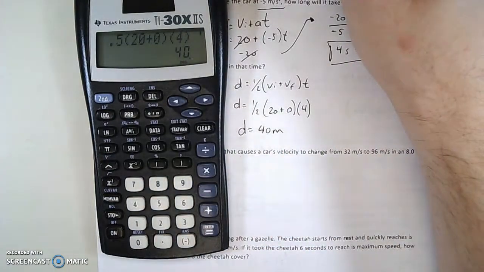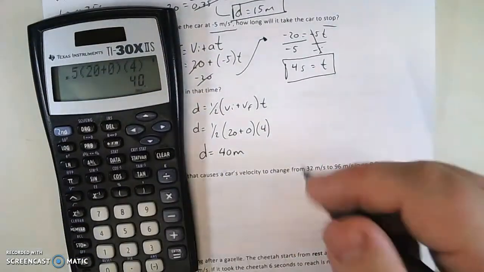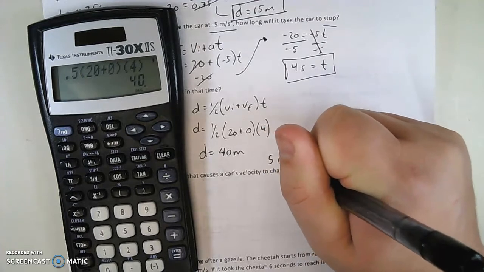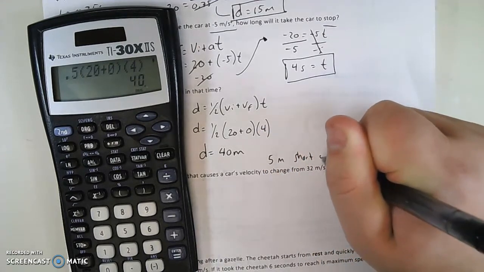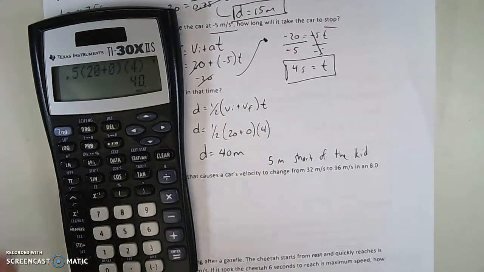So comparing it back up there to our distance here, the car is going to roll up 5 meters short of the kid. So the kid is safe, don't worry.